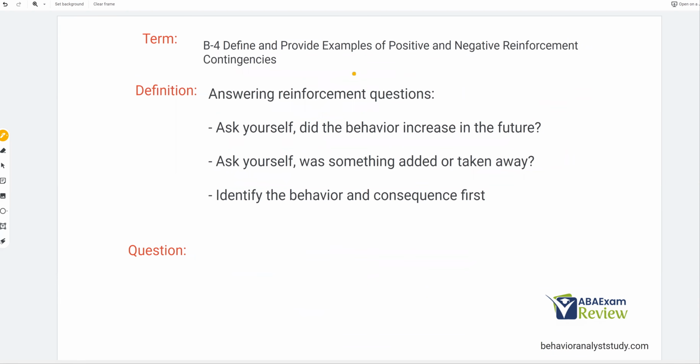Finally, when you're answering reinforcement questions, did the behavior increase in the future? If that behavior went up, right, it's reinforcement. Okay. What about was something added or taken away? Positive reinforcement, negative reinforcement. Identify the behavior and the consequence first, because the consequence affects that future behavior.